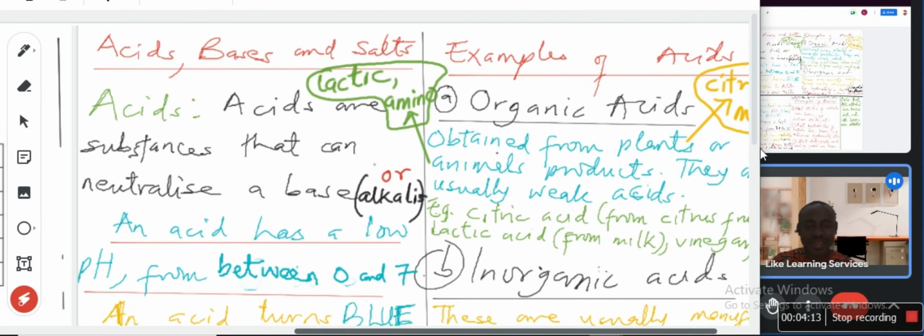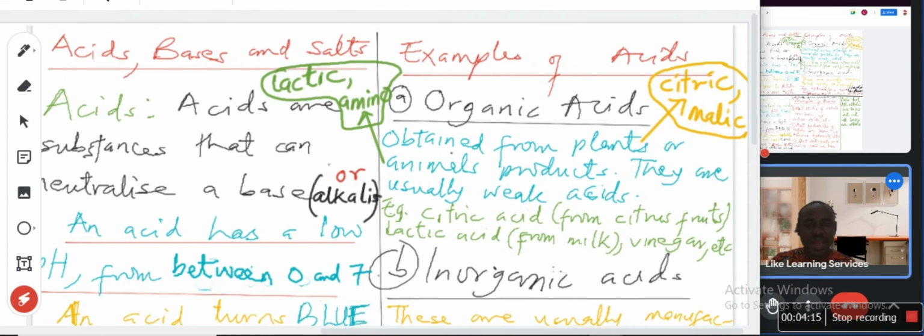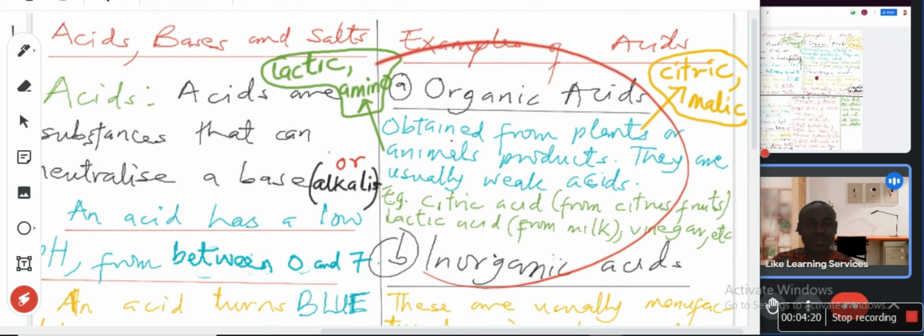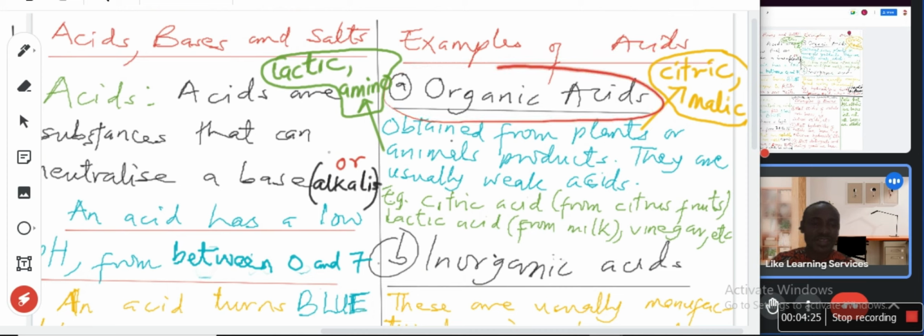So let's look at examples of acids. I shouldn't have gone to that part until I had finished this, but we can still look at it. Examples of acids. We have what we call organic acids. These are obtained from plants or animal products, and they are usually weak acids. Like citric acid, you get that from fruits. Lactic acid, you get that from milk. Vinegar. They are all examples of organic acids.